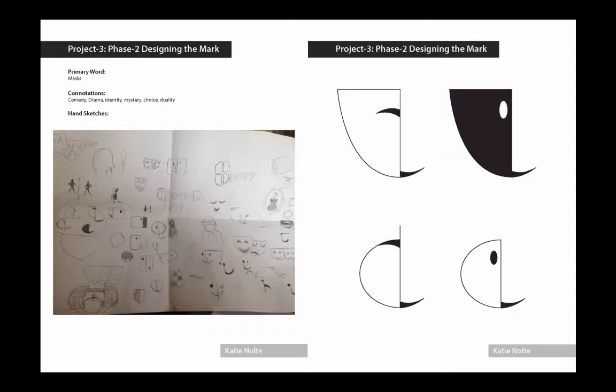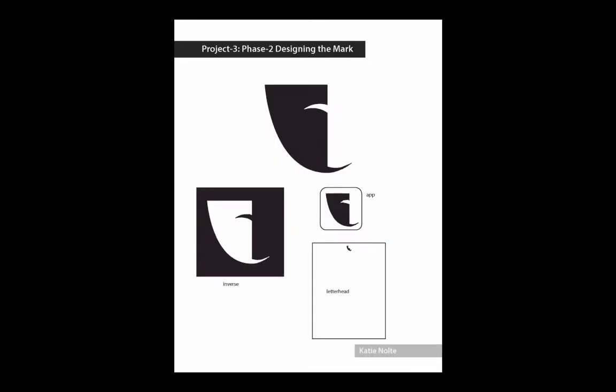And so you end up on the right hand, these are the digital sketches that she ended up getting out of her hand sketches, so that she had a starting place, and then she refined those down. And this is what she ended up with. So the top one where it's just black, that is the mark, and then the inverse is where it's an emblem so that it's contained with a bounding box of some sort. Okay, and so that's how she did hers.